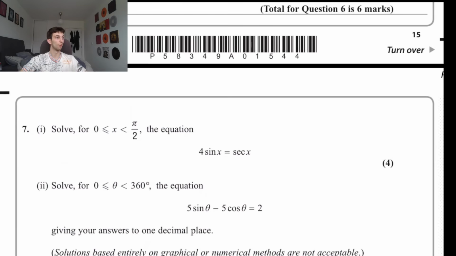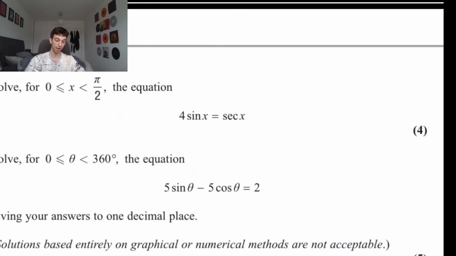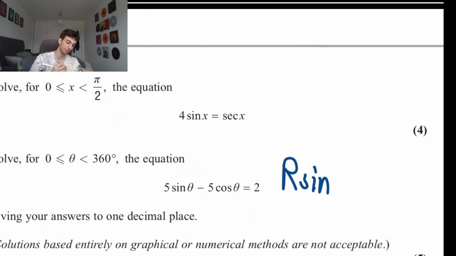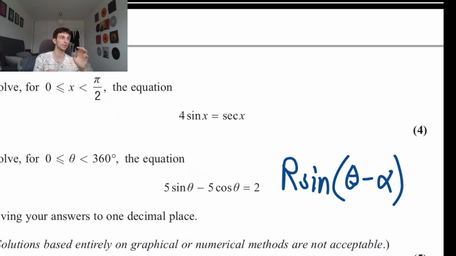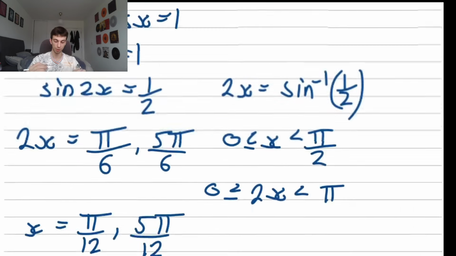So we have to solve for theta larger than or equal to 0, less than 360. So immediately I'm going into degrees because we're in degrees now. The equation 5 sine theta minus 5 cos theta equals 2. A few different ways to do this. I'd say the most efficient way is to rewrite this as r sine theta minus alpha. We use minus with our sine addition formula because we have sine theta minus cos theta. Just going to make it a little bit easier. So let's solve this quickly.